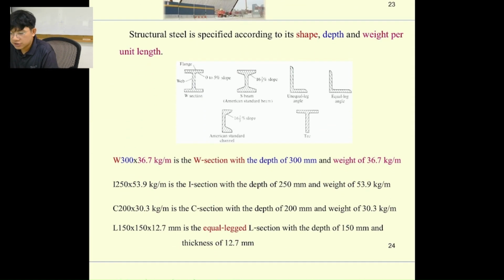So why do we call it H section? If you write the letter H over here, it means most of the time the section is going to be the same in B and D.